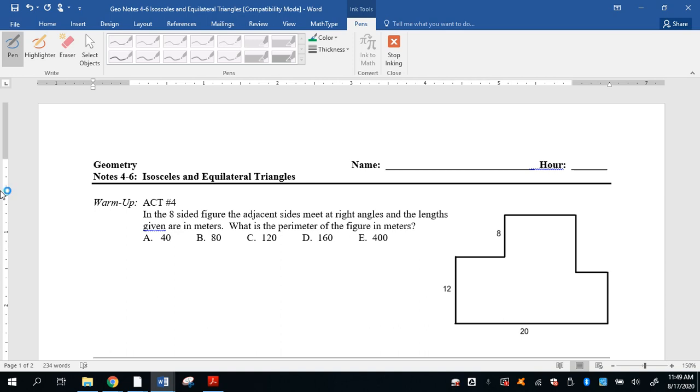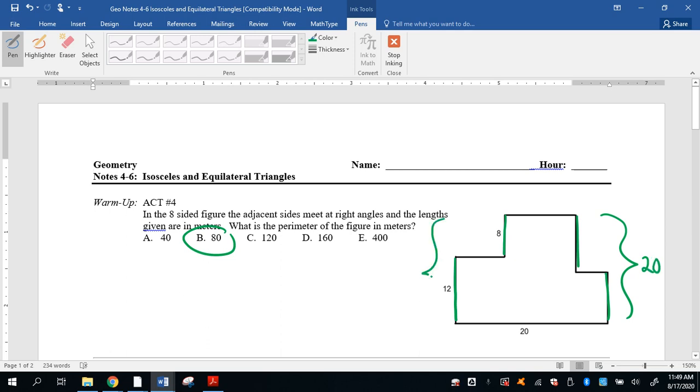Okay, who got B for an answer? Good job, that is correct. The quickest way to approach this problem is to think about vertical and horizontal pieces. These two pieces add to get the total of these two pieces over here. So those two pieces also add up to 20.